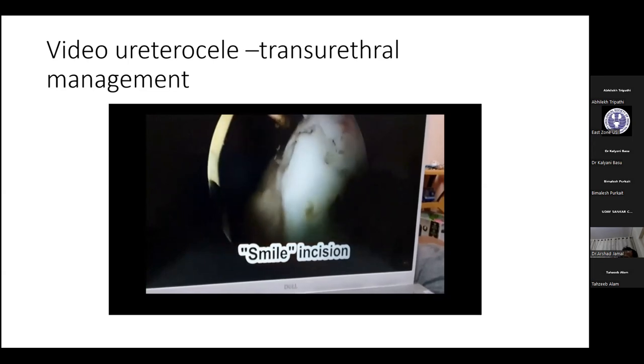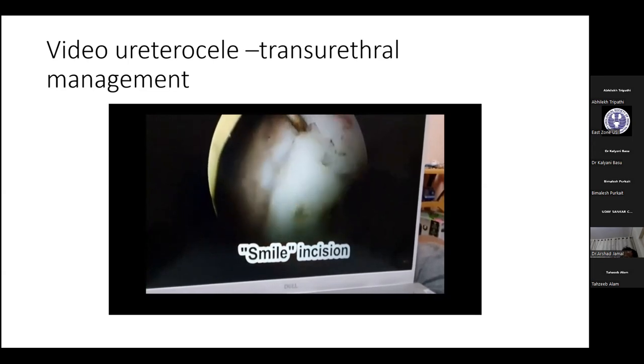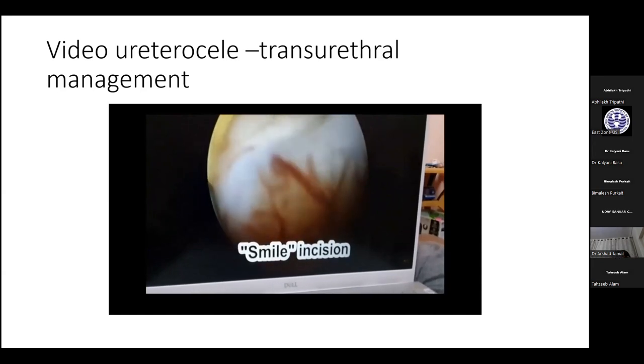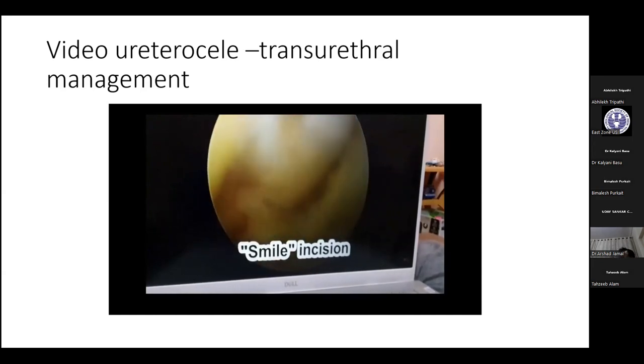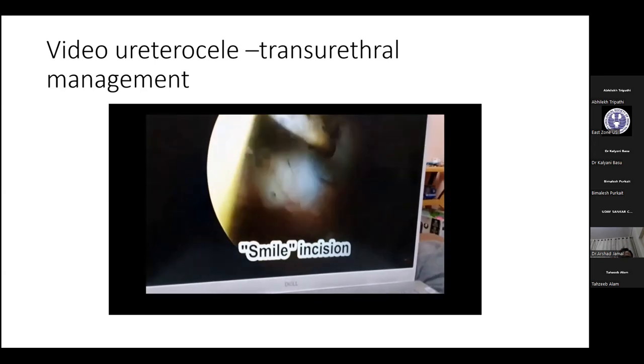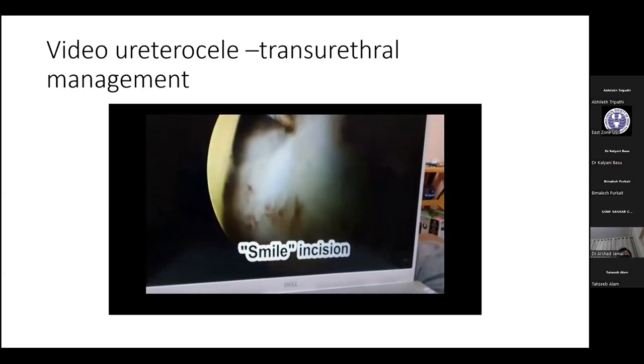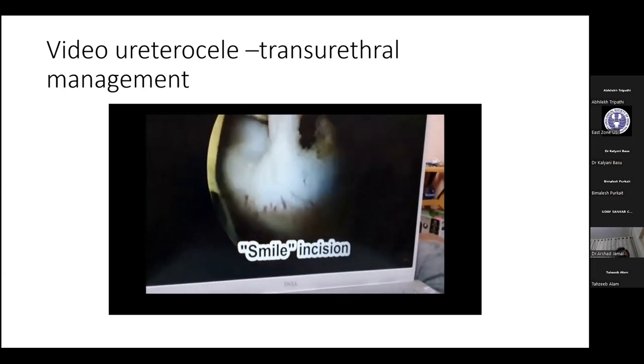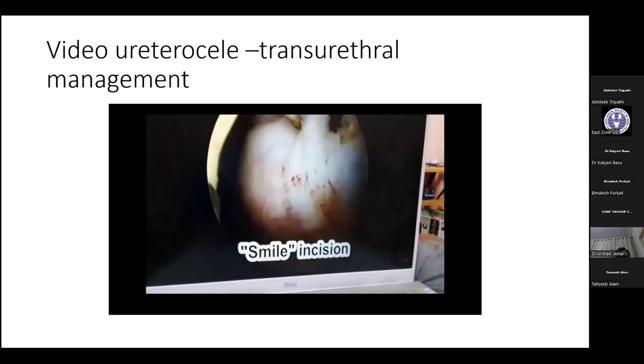Sometimes it is necessary, but our main motto is to preserve the kidney function. If the kidney function is okay and there is a ureterocele, we have to wait. Wait and watch. Is there any problem, such as recurrent infection or something else afterwards? Then we have to go for the incision.